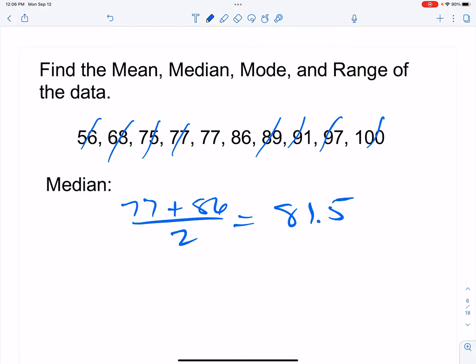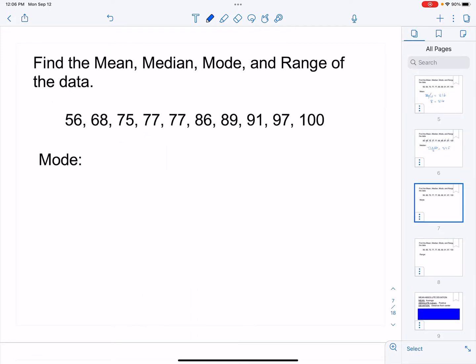Okay, so now let's find the mode. The mode is the number that occurs most often. If you look at our data points, we only have 2 numbers that occurred more than any other. So our mode is actually 77. Now if we had another 86 in our data set, you can have more than one mode. One mode is called unimodal data, 2 modes is called bimodal data, 3 modes is called trimodal data, and after 3 we don't care anymore.